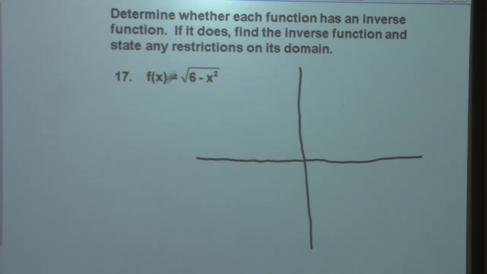But here what we have for this one, I don't know if you've graphed it, but this is actually a semicircle. And it fails the horizontal line test. Yeah, so fails the horizontal line test is going to look like this. Okay, so we'll just go on from here. But this form here, I recognize that this is a circle of radius square root of 6.